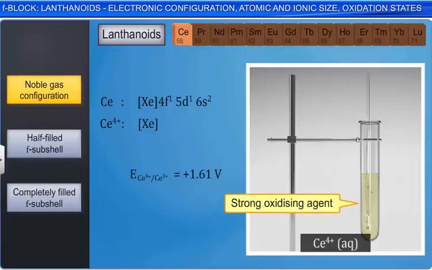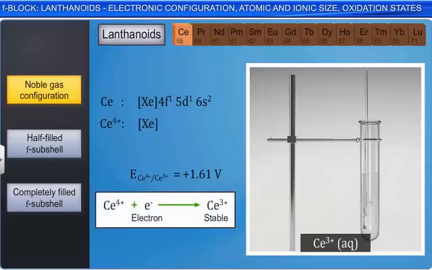In addition to cerium, neodymium, promethium, terbium and dysprosium also exhibit +4 oxidation state in their oxides.